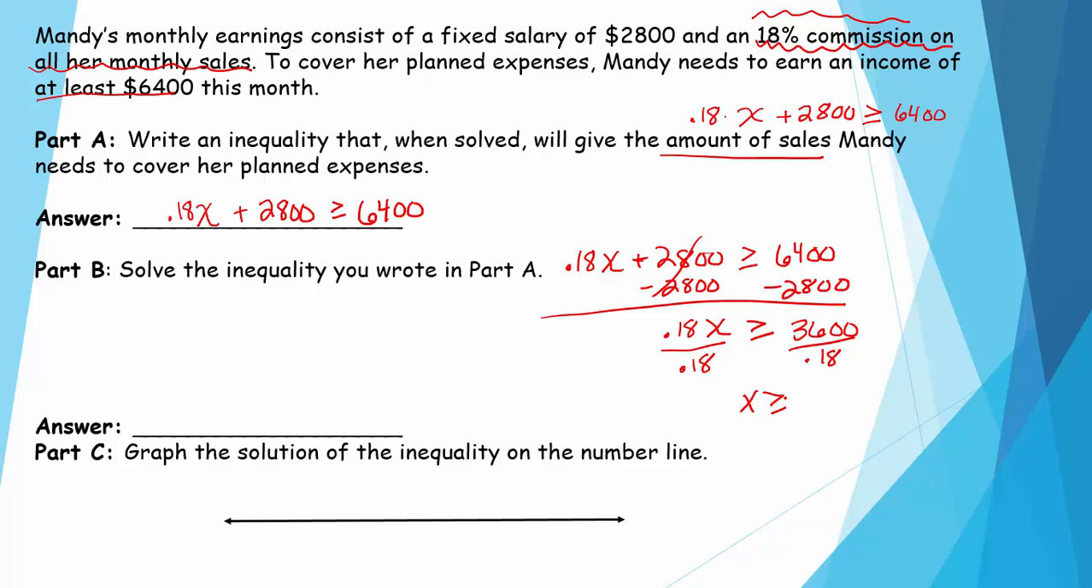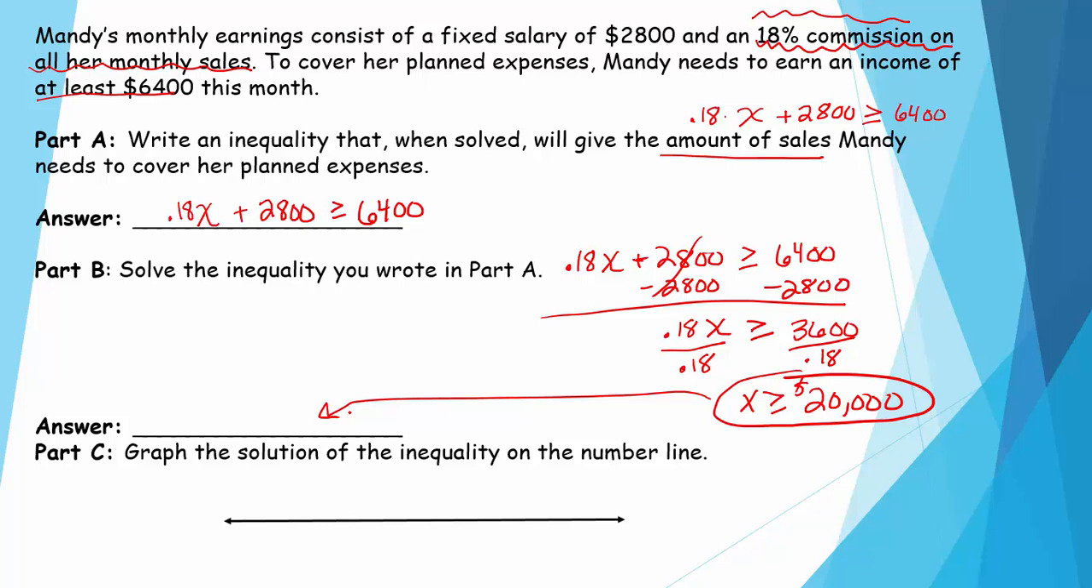So once I divide 3,600 by 0.18, her total sales must have been $20,000 or more. And so that's our answer there, $20,000 or more. x is greater than or equal to $20,000.